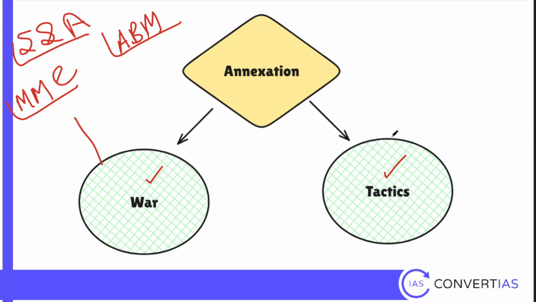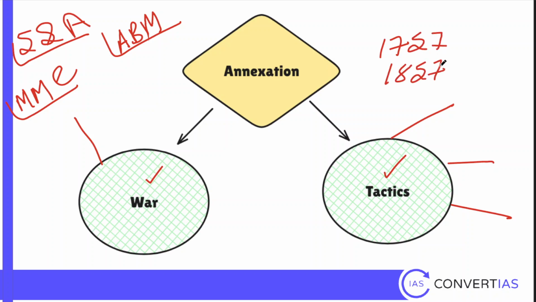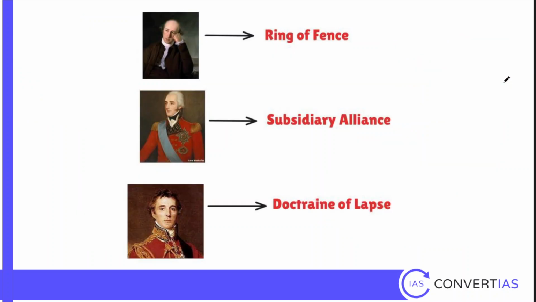When it comes to tactics, I've told you we are going to discuss 3 between 1757 to 1857. 1757 because this is where the Battle of Plassey starts. This is where the conquest or the expansion of the British starts in India. 1857, Good Governance Act. Annexation comes to an end. See, these are the three policies that we are going to discuss today.